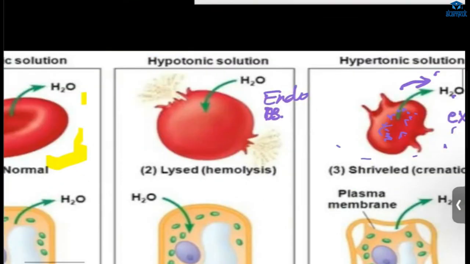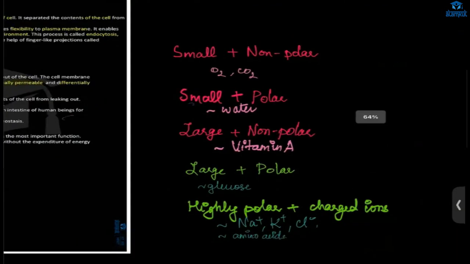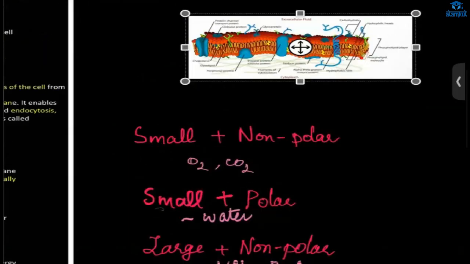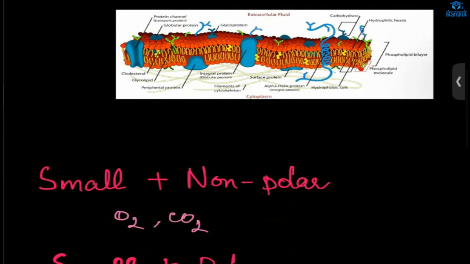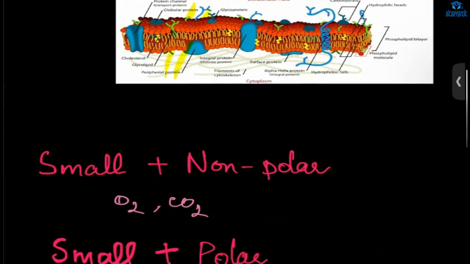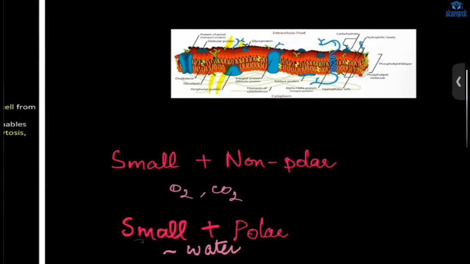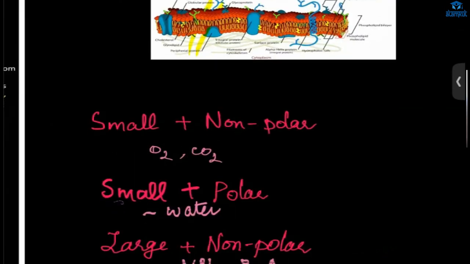So these are all the movements. Now you have seen the structure of the plasma membrane, right? Small non-polar molecules like oxygen and carbon dioxide will move quickly; their transport will be quick, by diffusion. Ma'am, what are polar particles? What exactly are they?